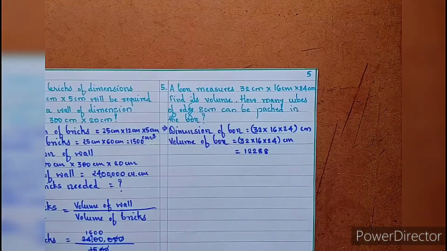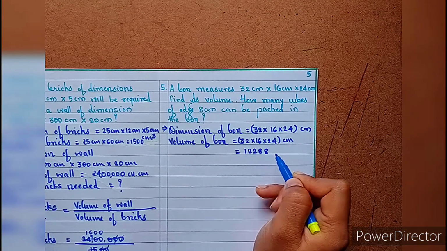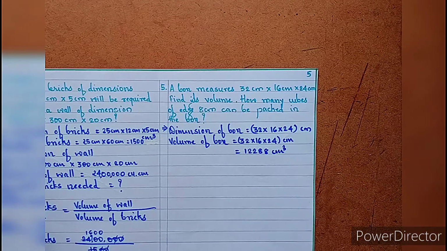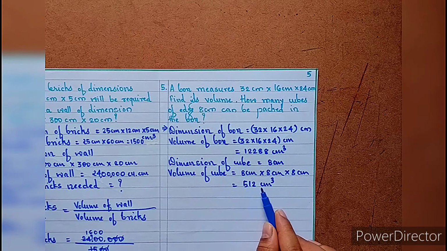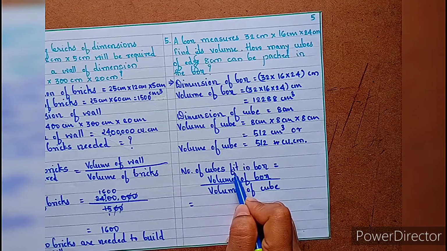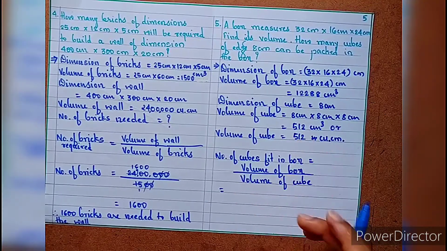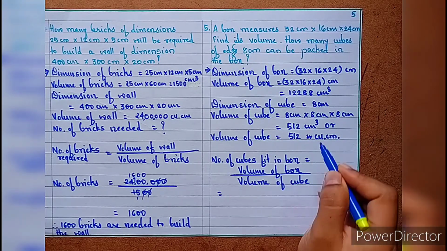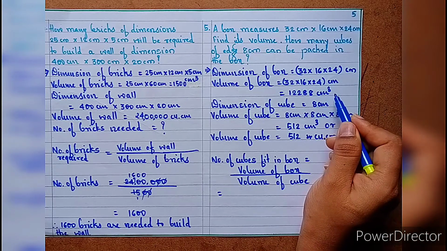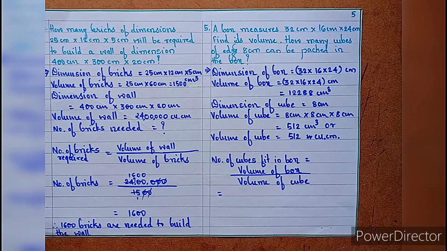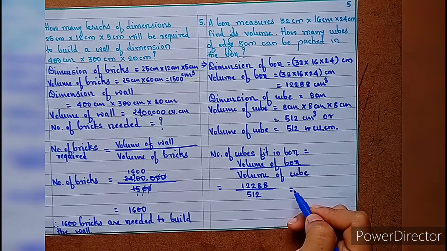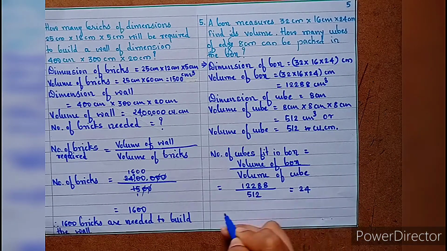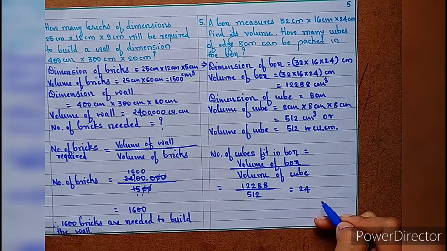Let's find now. Thus, the volume of box is 12,288 cubic centimeter. Now let's find the volume of cube. Thus, volume of cube is 512 cubic centimeter. To find number of cubes that fit in the box, we have to divide volume of box by volume of cube. So volume of box is 12,288 cubic centimeter, and volume of cube is 512 cubic centimeter. After dividing this, we'll get the answer 24. Let's write the final statement. Therefore, 24 cubes can fit in the box.